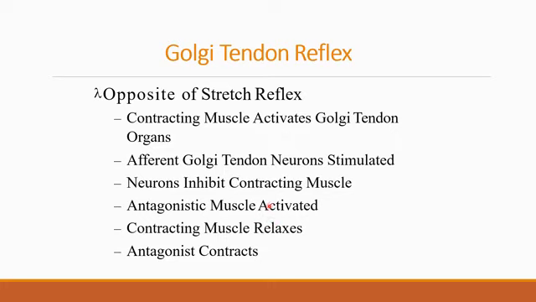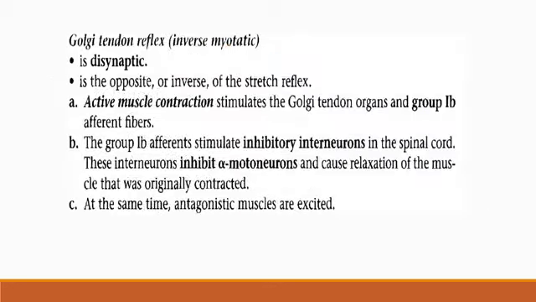In the stretch reflex, the antagonistic muscle will be inhibited, but in the inverse stretch reflex, the antagonistic muscle will be activated and the actual muscle will have its contraction inhibited. The contracting muscle will be relaxed and the antagonistic muscle contracts. So activated means contracts. It is a disynaptic reflex. The stretch reflex is monosynaptic, but the Golgi tendon or inverse stretch reflex is disynaptic. So it is the opposite or inverse of the stretch reflex.